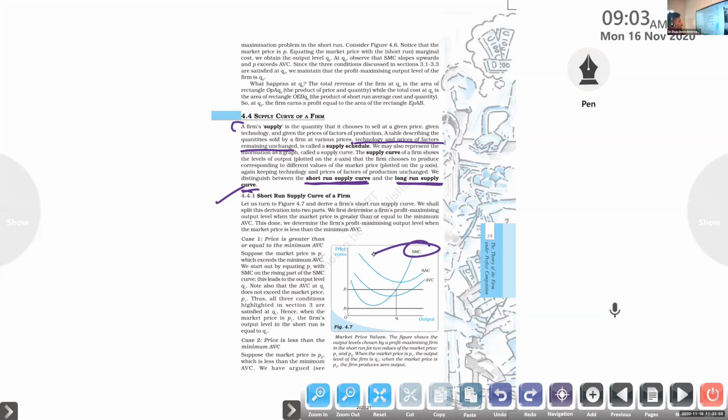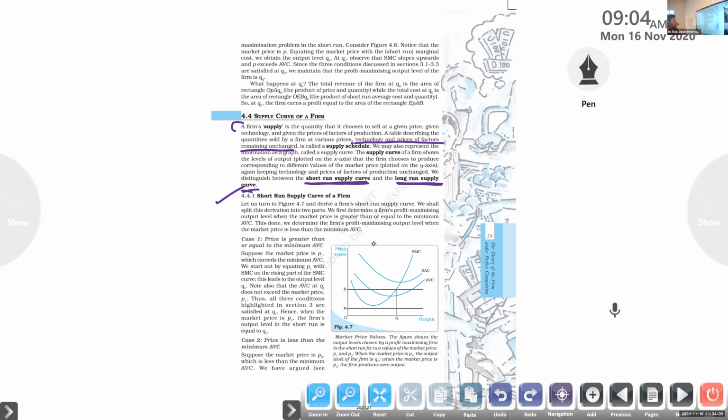SMC? Short-run marginal cost. SAC? Short-run average cost. Okay. AVC? Average variable cost. Okay, fine.